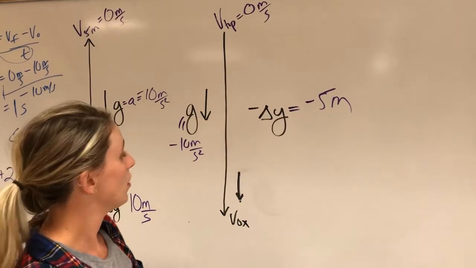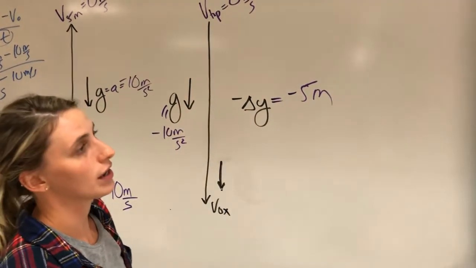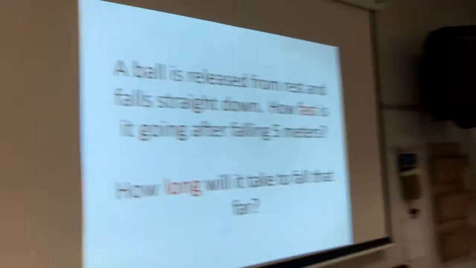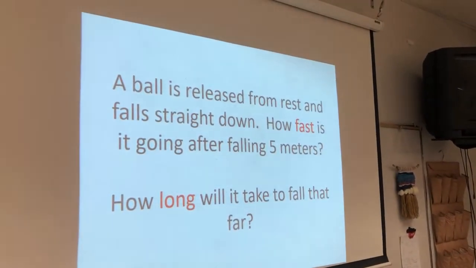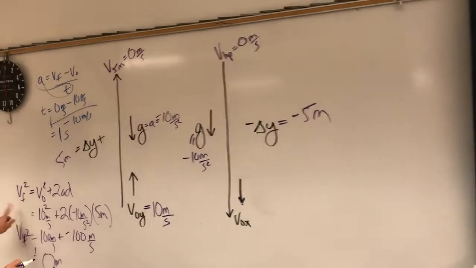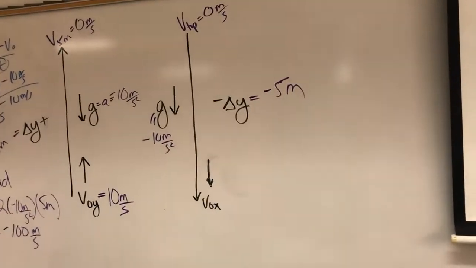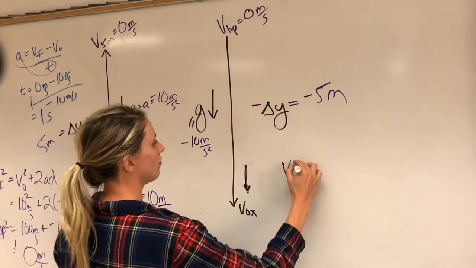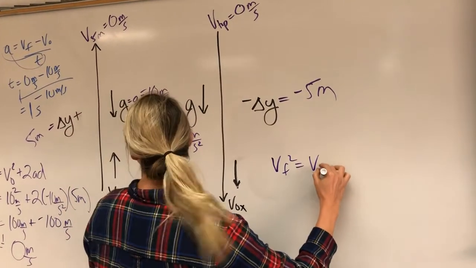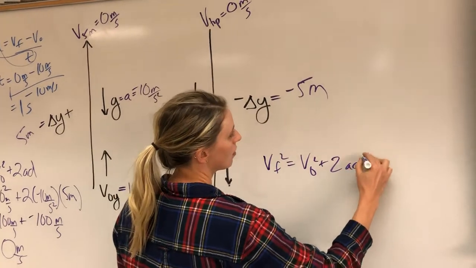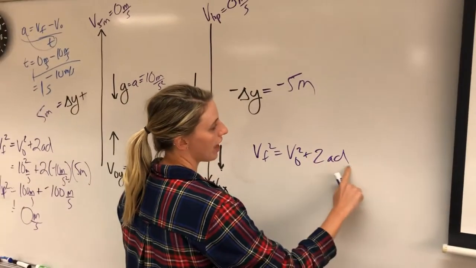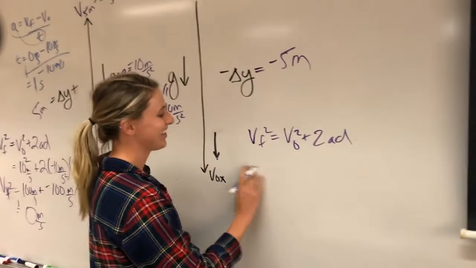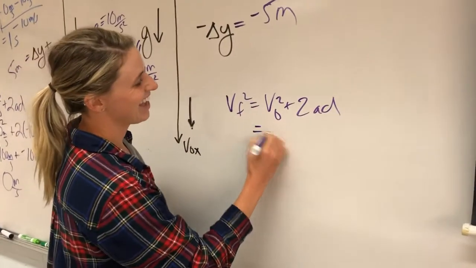And we can't forget, velocity down. No, we want to know how fast. We want to know how fast is it going after falling 5 meters. Well, I can just use... What equation? The same equation, right? Okay, so I'm going to go ahead and write v final squared equals v initial squared plus 2ad. Okay. I like that. It's like, wow, how does this work?